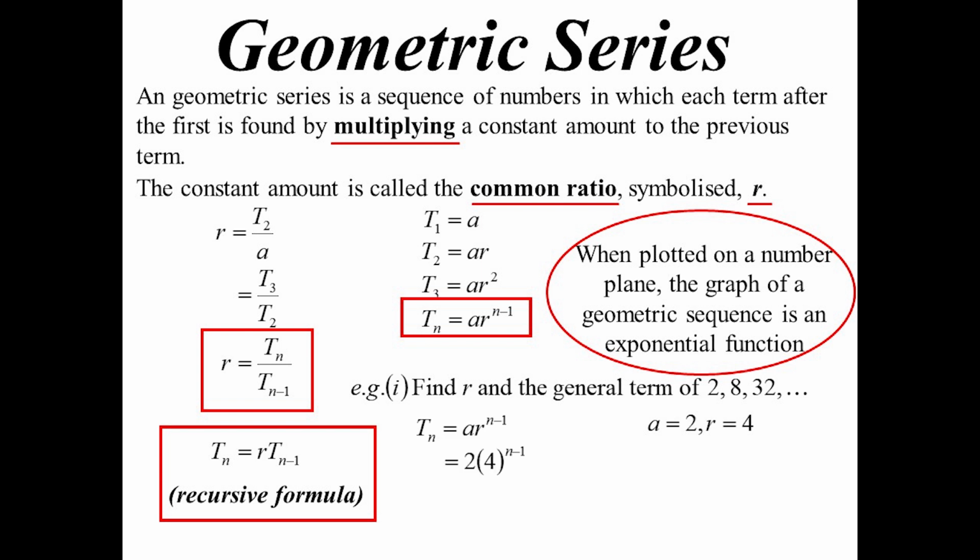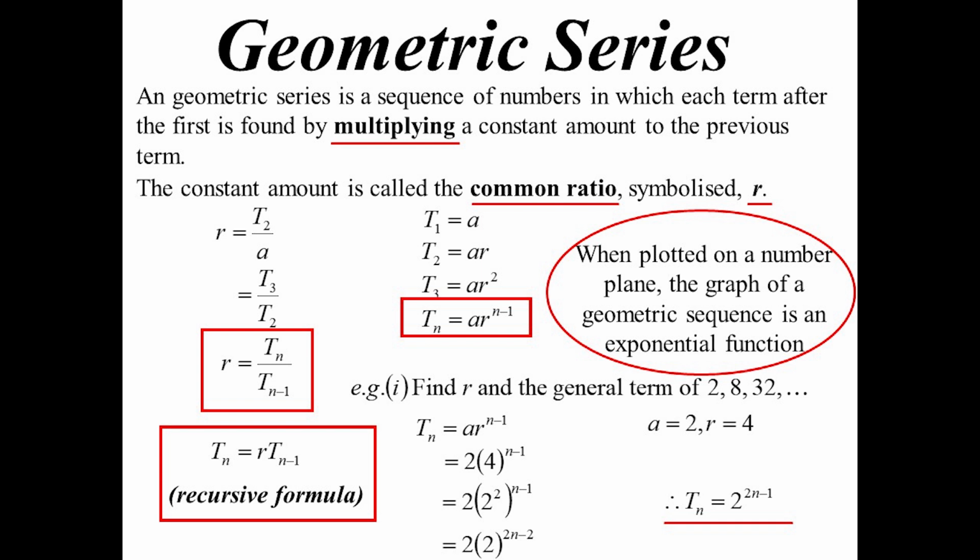Let's plug it in. So 2 times 4 to the power of n minus 1. We notice that 4, hang on a sec, we can rewrite 4 as 2 squared. So we can come up with an even better formula here. 2 squared, apply the index laws, 2 to the power of 2n minus 2, tidy it all up, and there's our general term. 2 to the power of 2n minus 1.